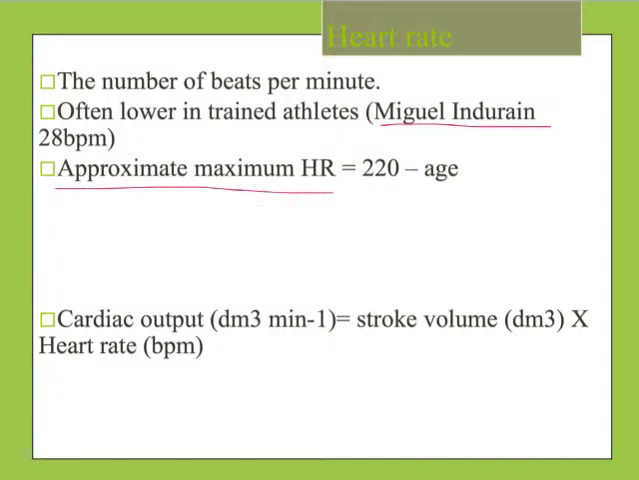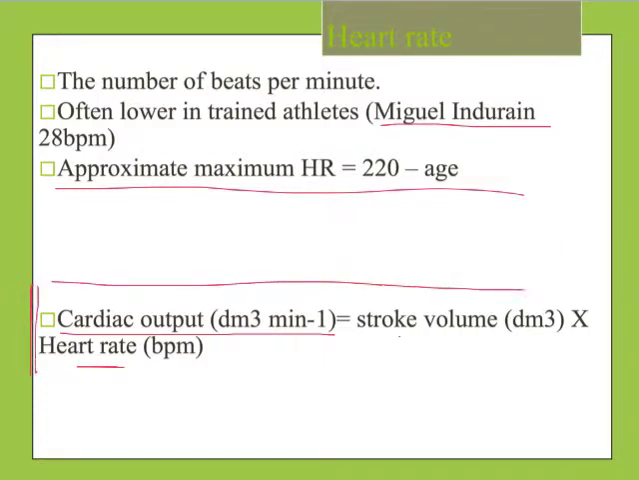An approximation of your maximum heart rate is 220 minus your age, roughly, although I have seen some things on the web recently saying it's 230 minus your age, but it always used to be 220. And then just a reminder, cardiac output is the stroke volume, the volume of blood pumped each beat, multiplied by the heart rate. That's definitely possible as coming up in the exam. That's something you're going to need to know, and I don't think they provide you with the equation in that circumstance.